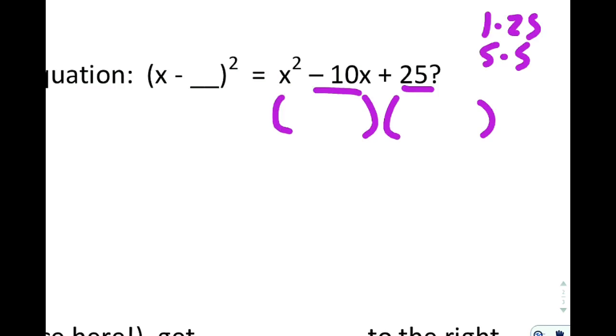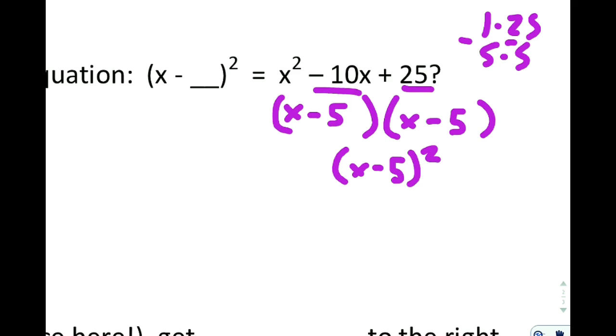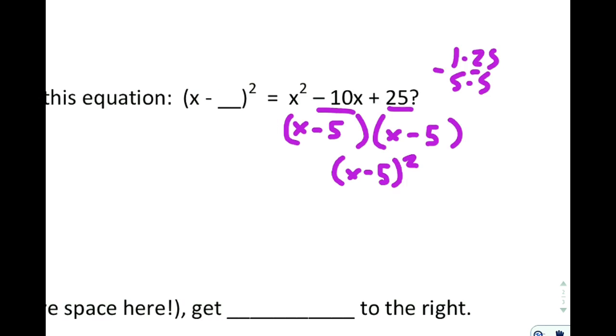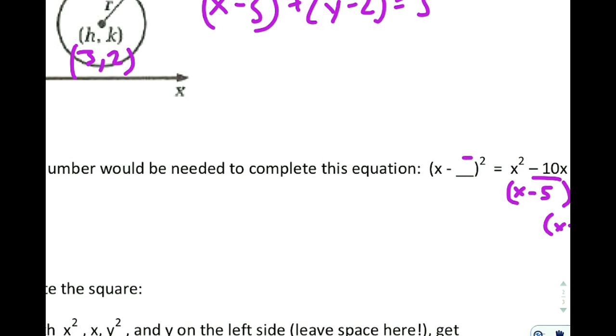So 5 and 5 multiply to 25, 5 and 5 add to 10. If you made them both negative, now they still multiply to positive 25, but they add to negative 10. So negative 5 and negative 5 are the two numbers that we need. So we would say x minus 5, x minus 5. Since our factor is the same factor twice, we could write it as (x minus 5), that entire group, squared. Squared just means the whole thing times itself. So the answer to the original question, what would be needed to complete this equation, is that x minus 5 squared is what we're missing.